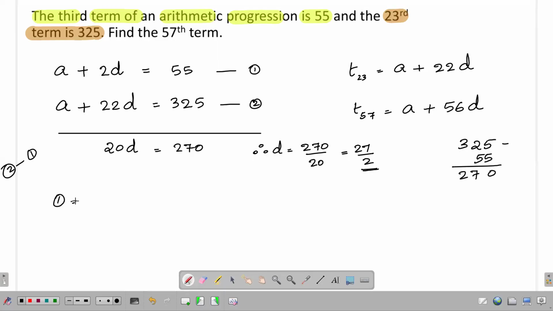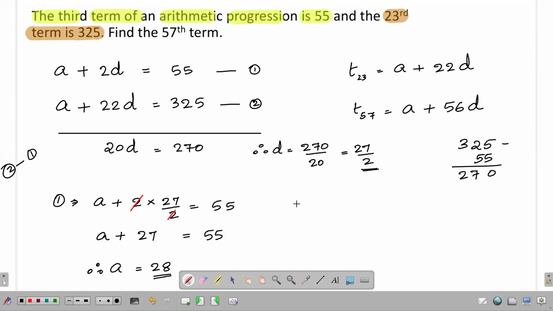So the first equation now becomes A plus 2 times 27 upon 2, that is equal to 55. Got it? So this gives me A plus 27, because here the 2 and the 2 will get cancelled off. So A plus 27 is equal to 55, and that helps me to get the value for A. That is the first term. So A will be 55 minus 27, and that is equal to 28.